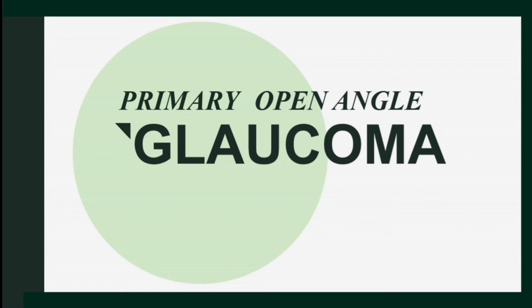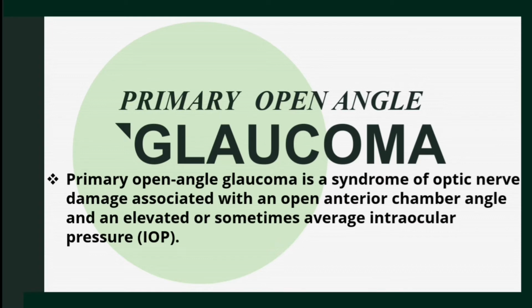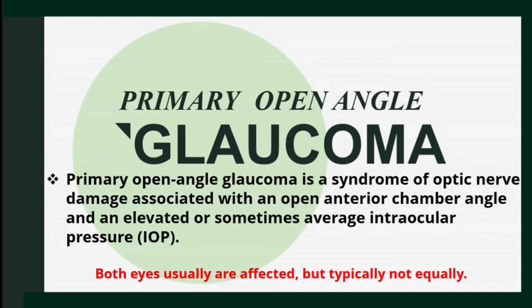Simple, right? By definition, primary open-angle glaucoma is a syndrome of optic nerve damage associated with an open anterior chamber angle and an elevated or sometimes average intraocular pressure. In this case, both eyes are usually affected, but typically not equally. This is very important because this is what is responsible for delay in recognition of this glaucoma.